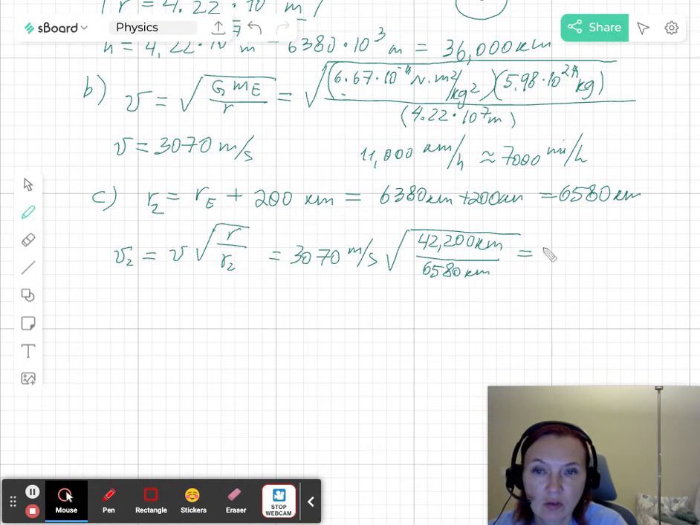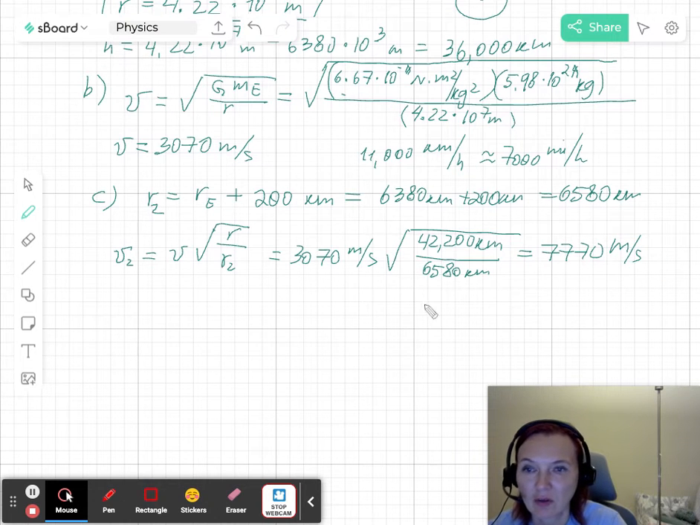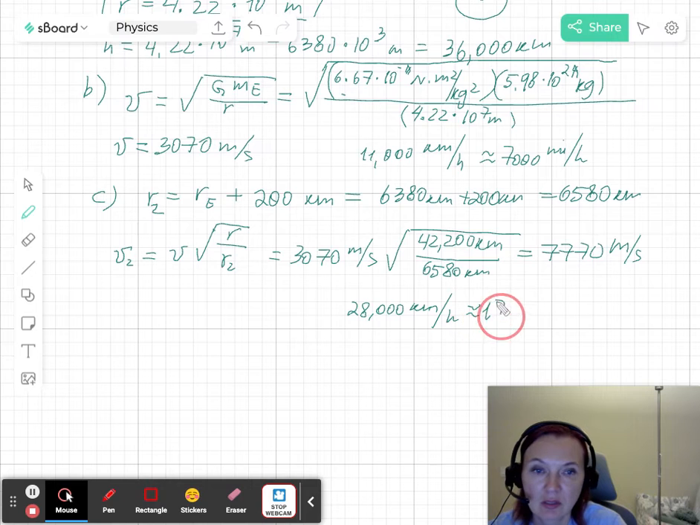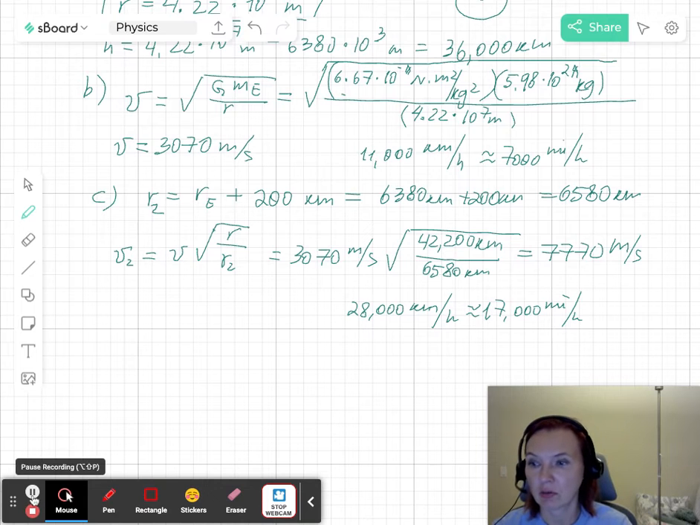And that is going to give us 7,770 meters per second, which is approximately 28,000 kilometers per hour, which is approximately 17,000 miles per hour. So that's our answer.